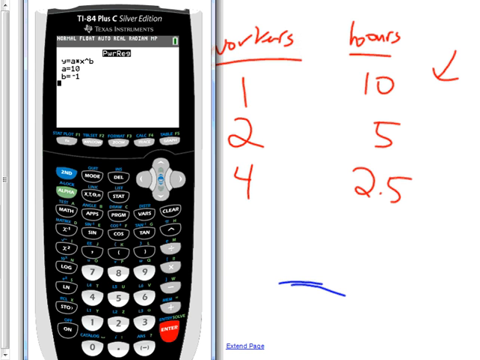Okay, well, what does that mean for an equation? That means Y equals 10, that's A, times X to the B, which is -1. Does that look like a nice power equation? What is the power? -1. What is the constant of variation? 10. Okay, you get that? And it's in the context of a thing I think you can understand, that the more workers you have, the less hours you have. Now, is that direct variation or indirect variation?